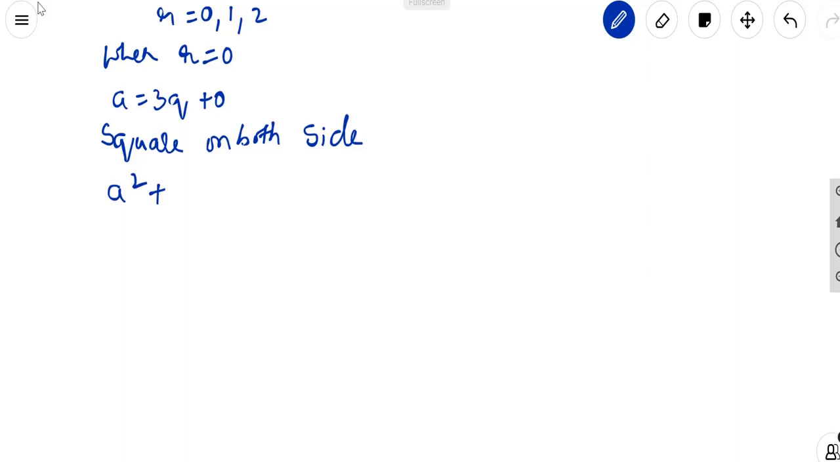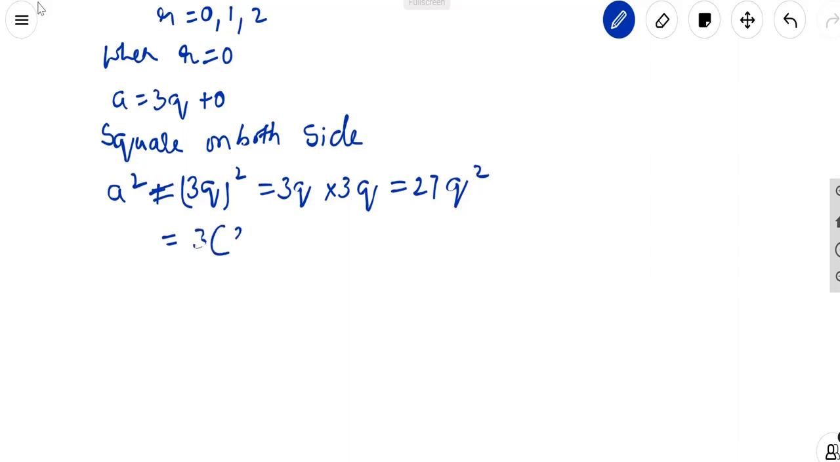So this becomes a square is equal to 3q whole square. That is nothing but 3q into 3q. So this becomes 9q square, because you have two threes here. So this becomes square. Okay. Now I have to get it in the form of 3m. So what will I do? We know that this will be divided in table of 3. So I have to get it in the form of 3m, or I have to get it in the form of 3m plus 1.